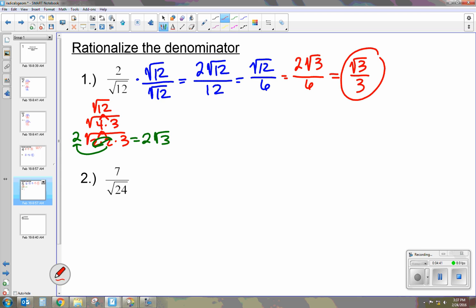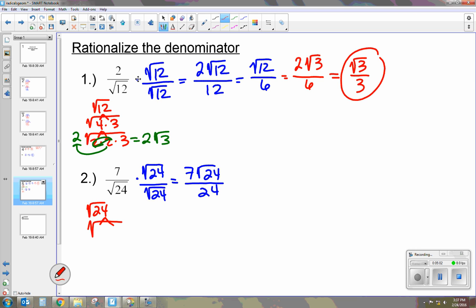I've got one more problem. Let's multiply this by the square root of 24 over the square root of 24. And that gives us 7 square roots of 24 over 24. Now we cannot simplify 7 over 24, but we can simplify the square root of 24.